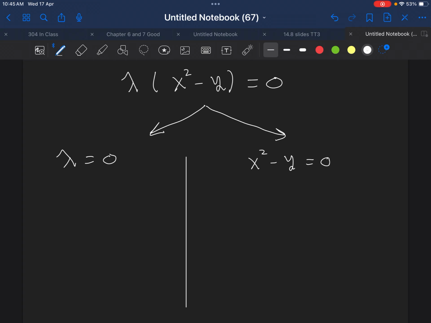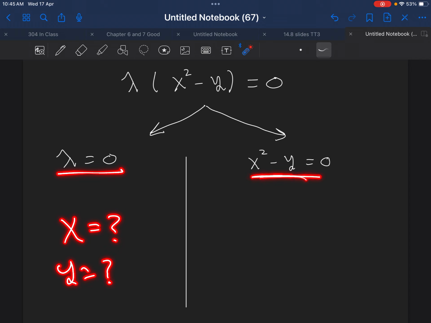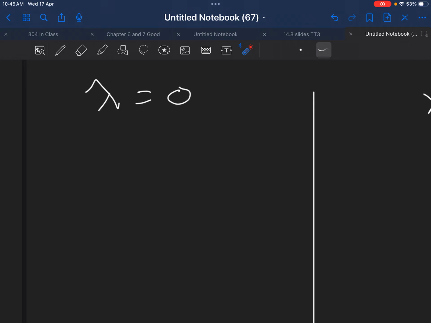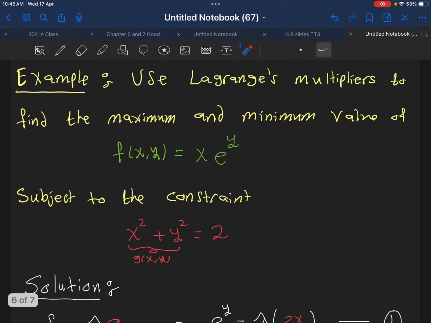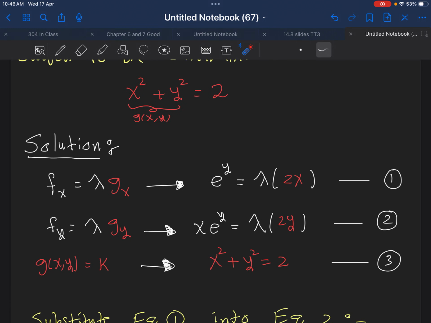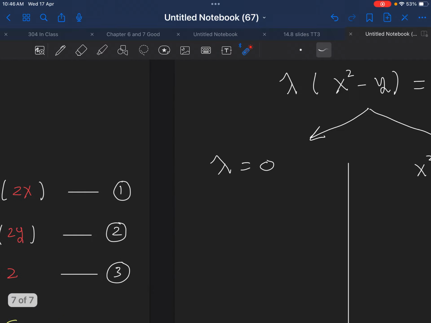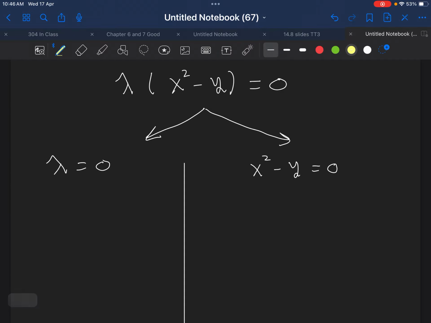We need to follow each one separately. Lambda equals 0, we need to find x, y if we can. Here, we need to find x, y, and lambda. So each one is kind of a different question by itself. So let's go back now and let's focus on what happens if lambda equals 0. So we go back to our three famous equations here. Now what happens if we substitute lambda equals 0, for example, in equation 1 or maybe in equation 2? I will substitute in equation number 1. So back to equation number 1.